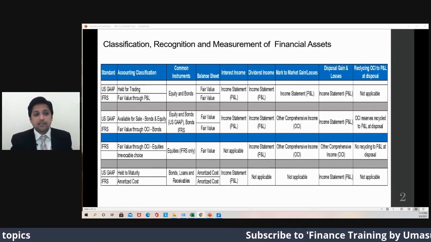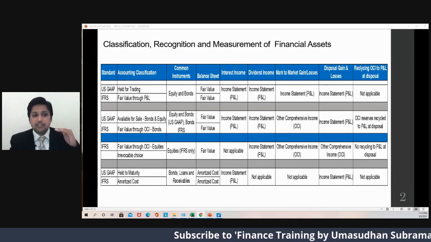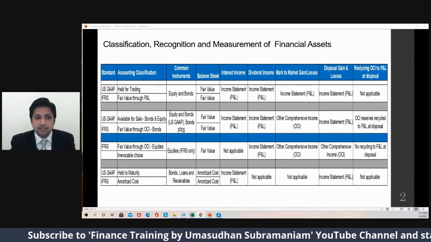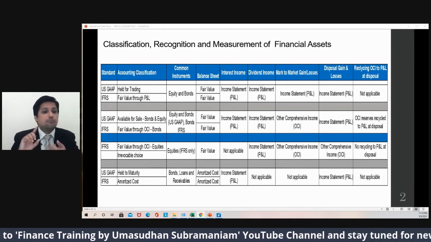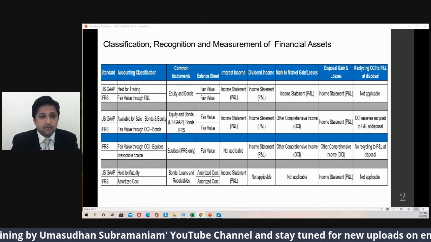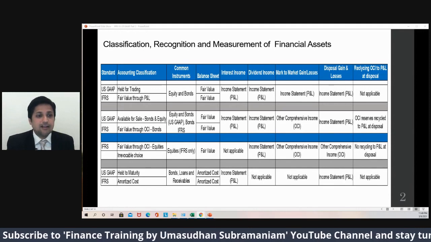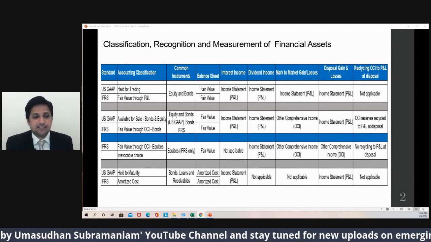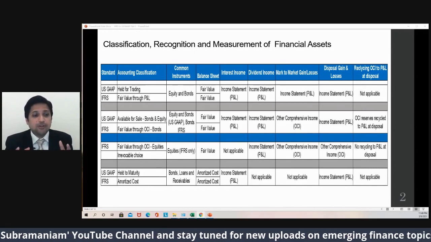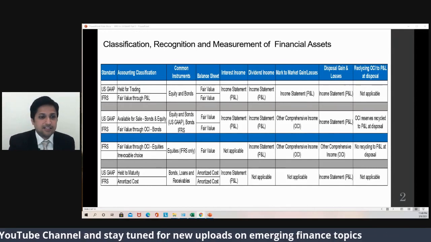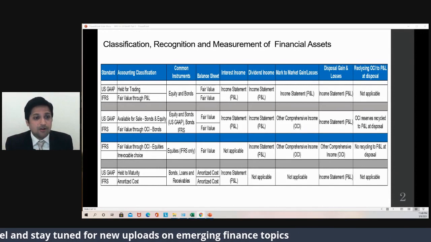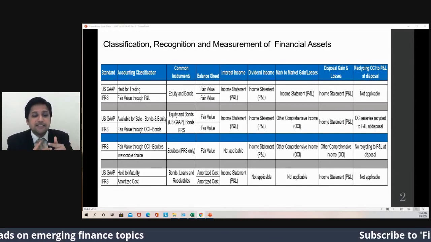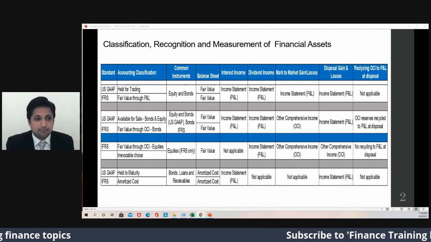This is not applicable in the US GAAP, because in the US GAAP, the available for sale investment category is applicable for both bonds and equity investments. Now we are going to look at the fourth category of financial assets, which is called amortized cost in IFRS, and it is applicable for held to maturity bonds and loans and receivables in the US GAAP.